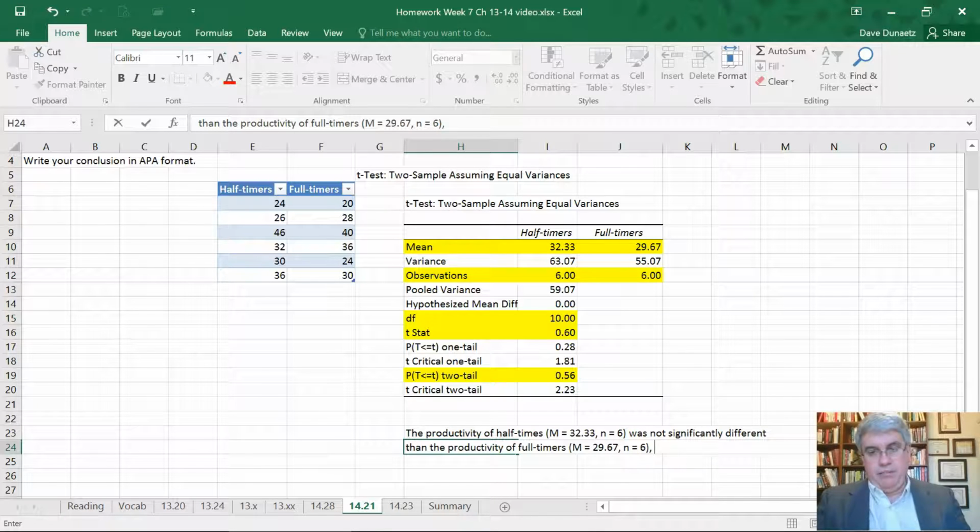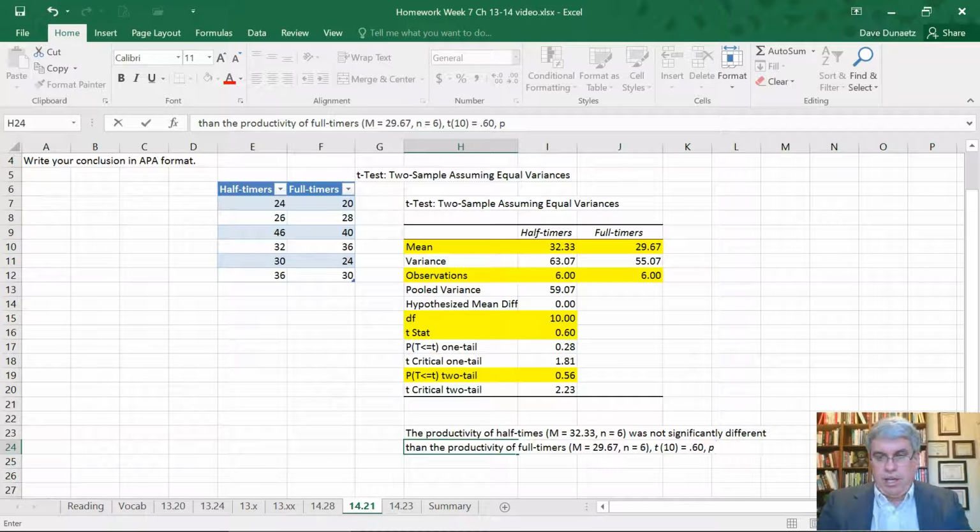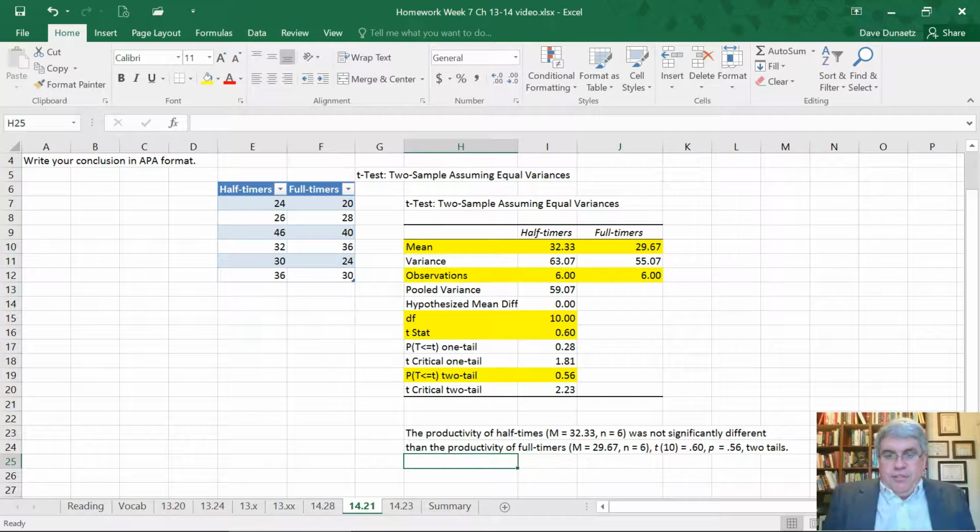And now we can report our t statistics here. So we're going to put control I, T, control I, then parentheses, we put the degrees of freedom, close parentheses, space equals 0.60. And then we do comma, and then we're going to put our p-value in italics, control I, P, control I, space equals 0.562 tails.